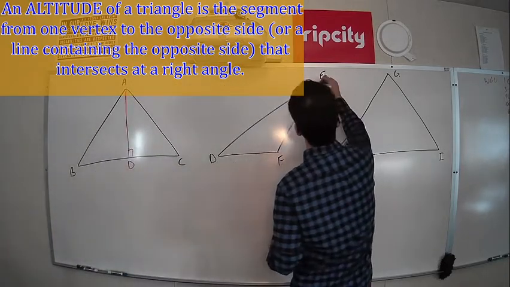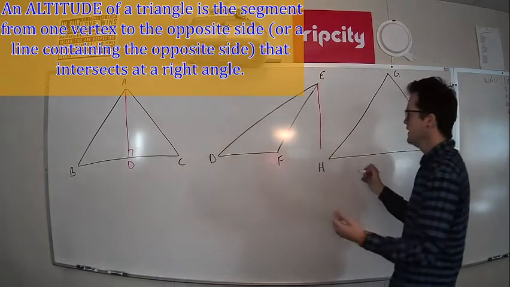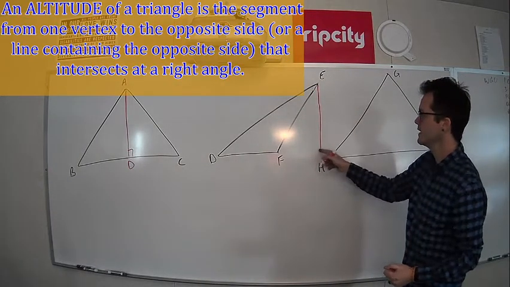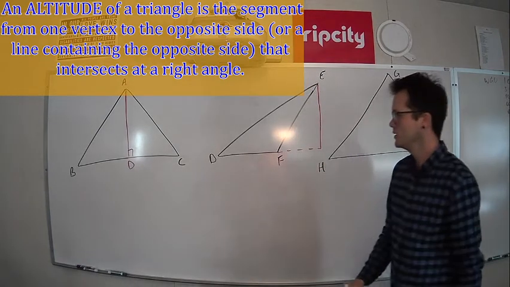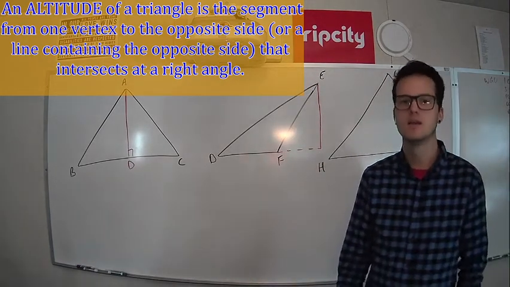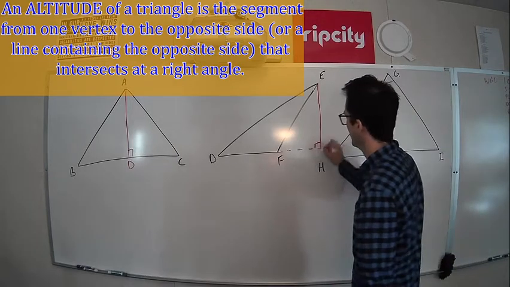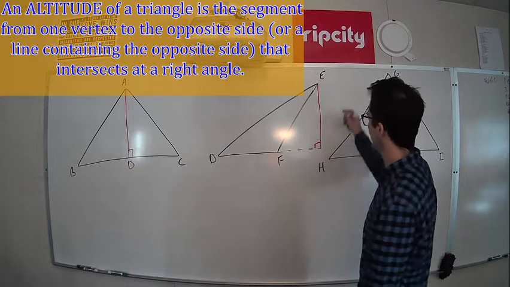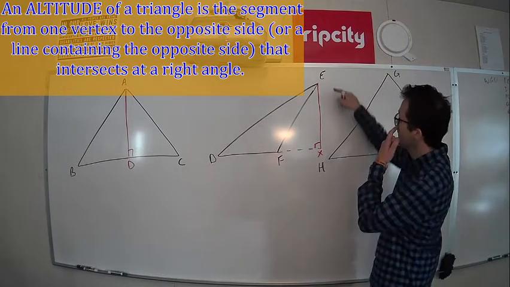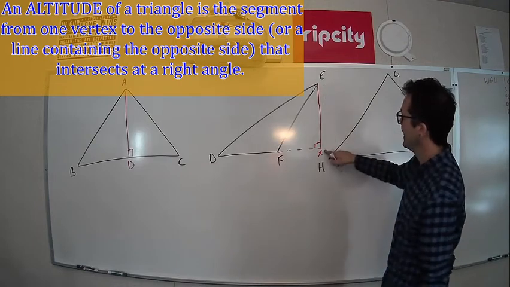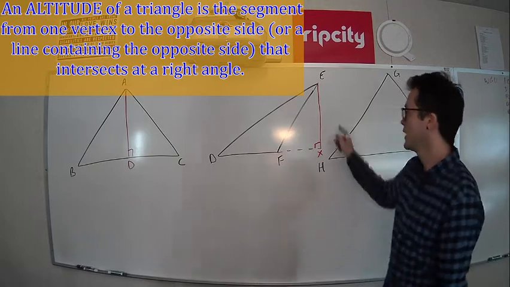So if we draw a line straight down, it's kind of funky because it's not actually inside the triangle, but it does intersect a line that contains the opposite side. So that's that chunk in parentheses there. It creates a right angle with this line. Let's give this a name. Call that X, I guess. So now we have this line segment EX, which is one of the altitudes of this triangle DEF.